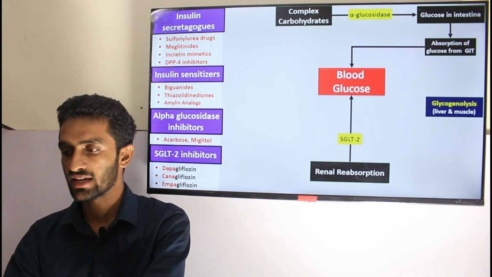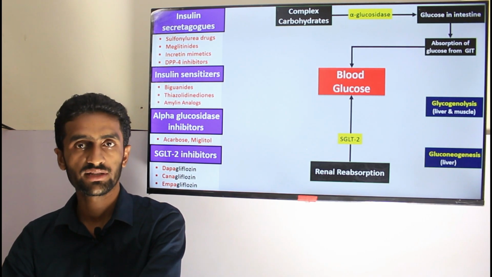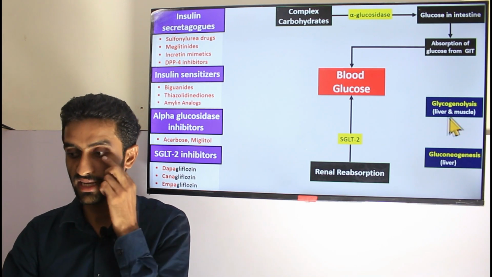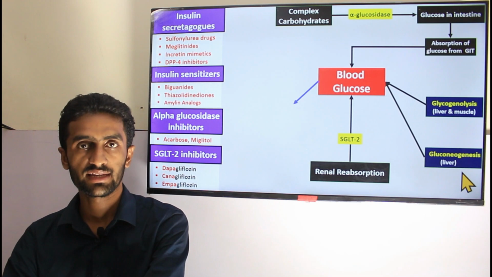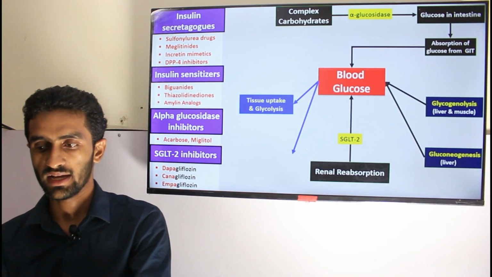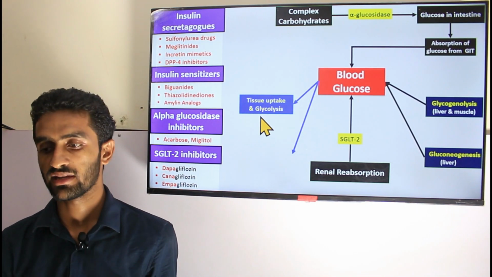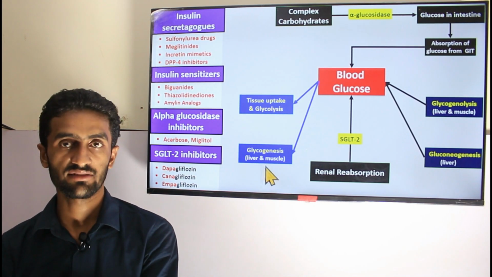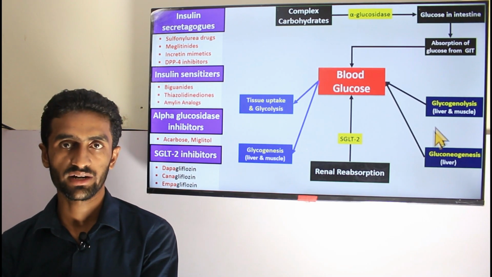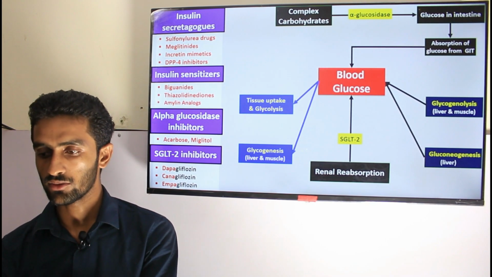Glycogenolysis or gluconeogenesis in the liver, or glycogenolysis in the liver and muscle both, can increase the blood glucose. And the blood glucose can be decreased either by tissue uptake where glycolysis occurs, or by glycogenesis in the liver and muscle. So these components decrease the blood glucose, while all these other components increase the blood glucose.